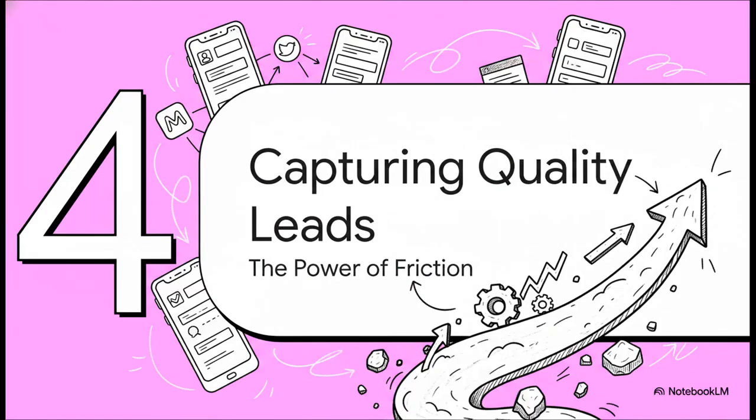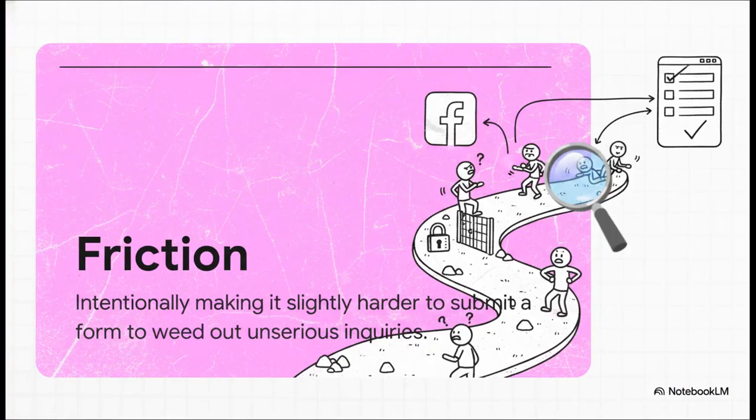Okay, so we've got our structure, we've got our goal, we've got our budget. Now for the fun part. How do we actually collect these leads? Well, we're going to use Meta's own instant forms, and we're going to add in a really powerful and kind of counterintuitive concept called friction. Now, I know this might sound a little crazy. Why would you want to make it harder for someone to give you their info?